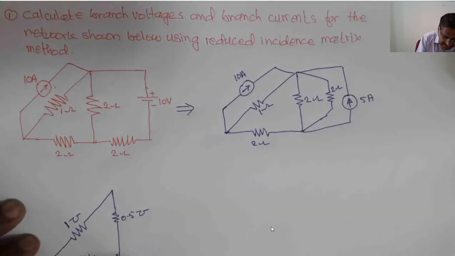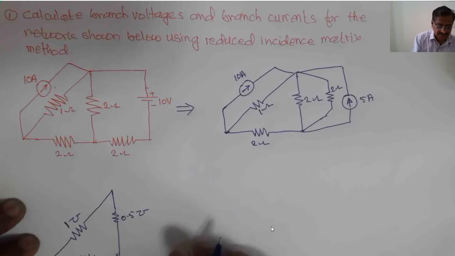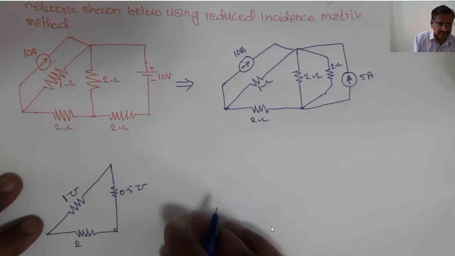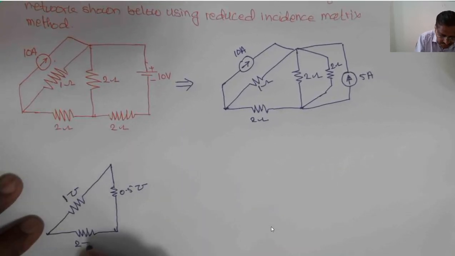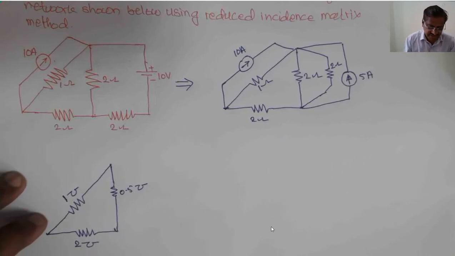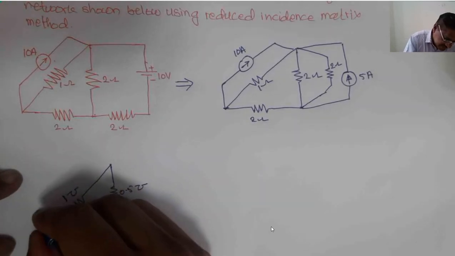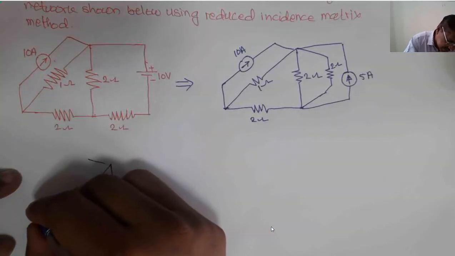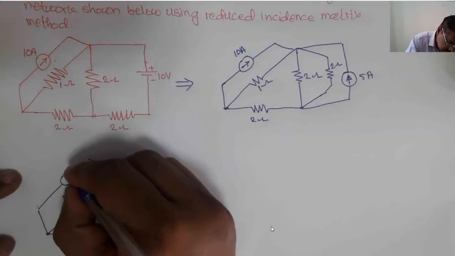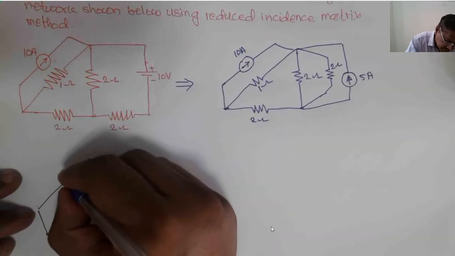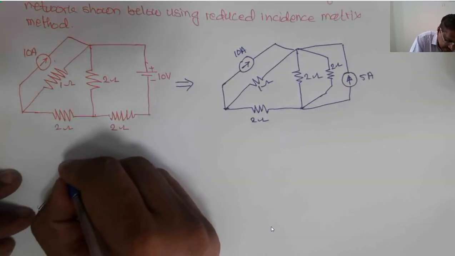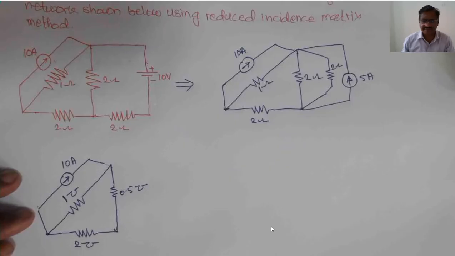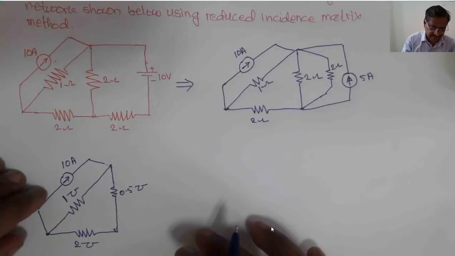Now the admittance of this branch will be again 2 mho. Admittance of this particular branch is again 2 mho. Is it right? Now here, whatever current source we have, I will redraw this current source as it is, in the upward direction, and its magnitude is 10 amperes. This current source is 10 amperes.